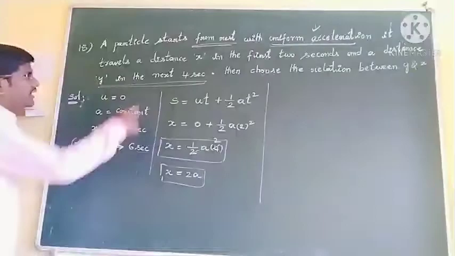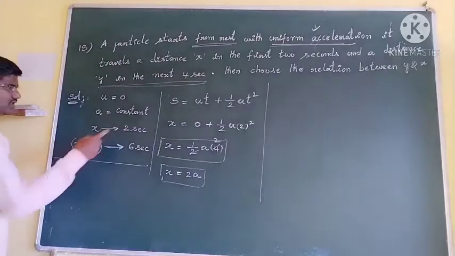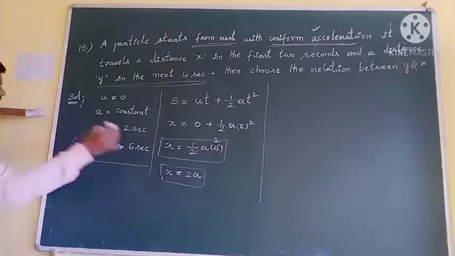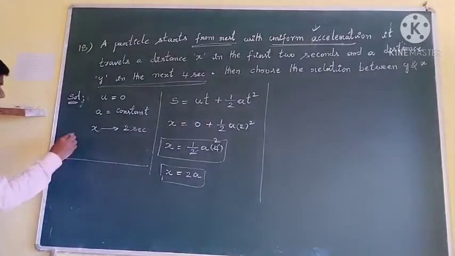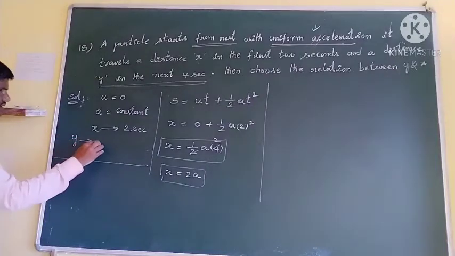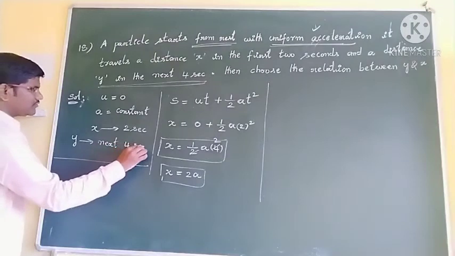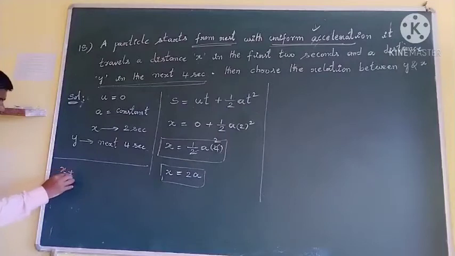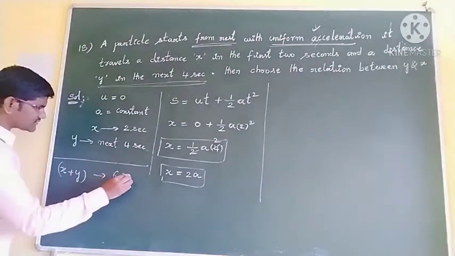And see the technique, students, here what is given. x meters in 2 seconds and y meters in the next 4 seconds. So next 4, then totally what will happen? x plus y it will happen. Totally x plus y in 2 plus 4, so you will get 6 seconds. Okay, students?